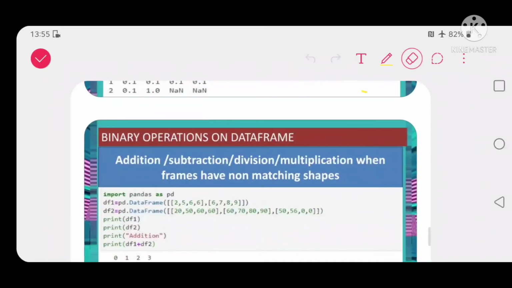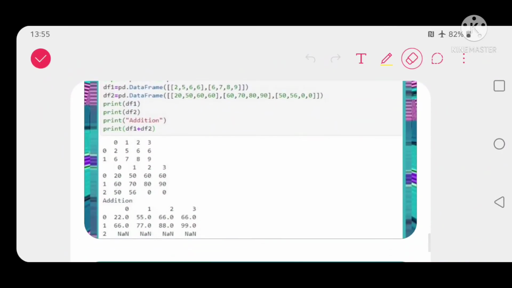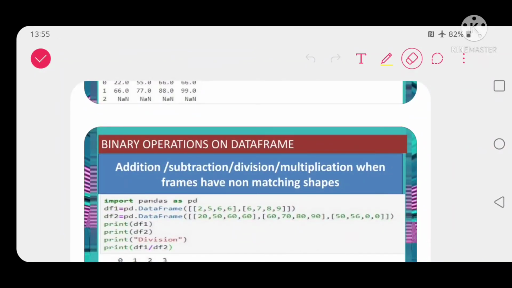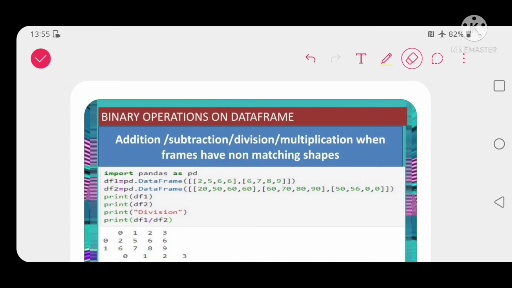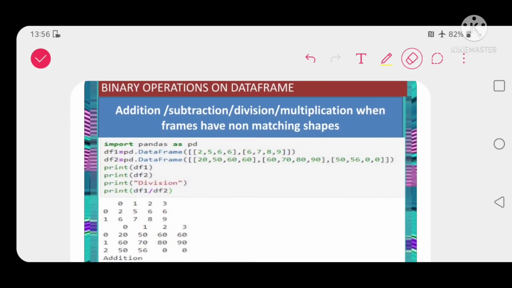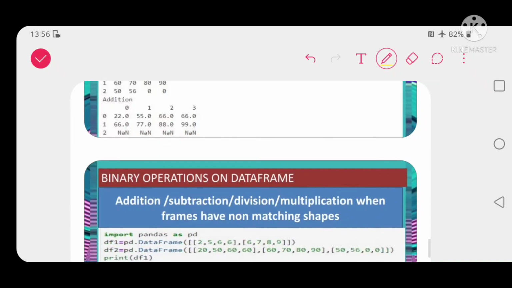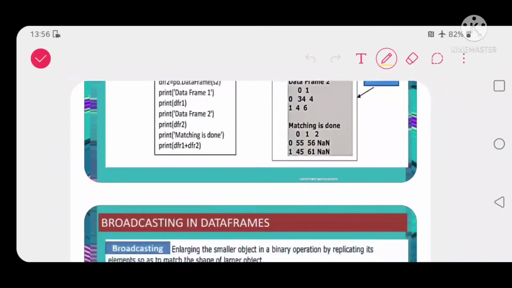Next, you can see different examples are there. Addition example is there, then addition, subtraction, division, multiplication when frames have non-matching shapes. In the previous examples, as you can see, all the frames have the same shapes, but here I am using two frames that have different shapes. You can see the shape of this frame is what?